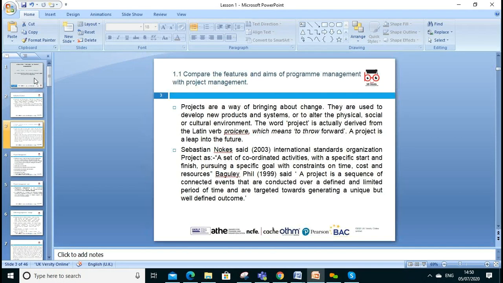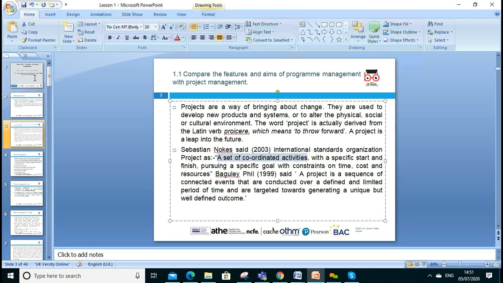So, throw forward. The project is a leap into the future. A project is all about the future task, future activity: what you will do and what you will achieve as an organization. It is crucial to know this, because according to one great scholar, the success of anything is the success of managers, and the failure of anything is the failure of managers. So management, and project management, is a crucial element.